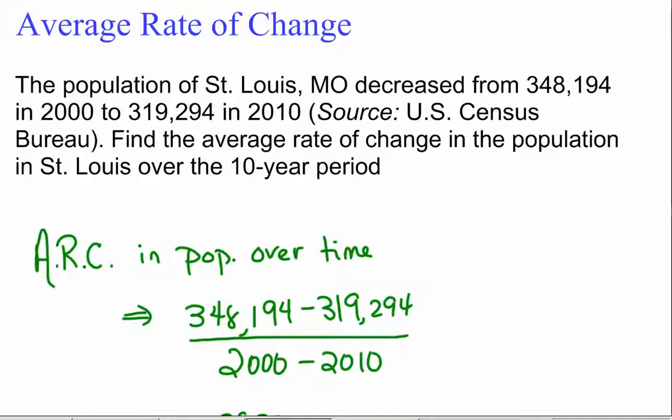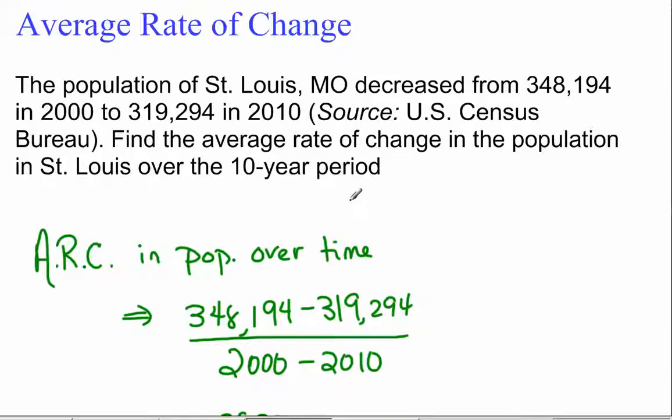This is some population data, census data for St. Louis, and we have a number from 2000 of 348,194, and in 2010 that had shrank to 319,294. We want to find the average rate of change in population over that period of time. Right, so we're figuring the change in population over time. That kind of gives you a clue as to how to set it up.